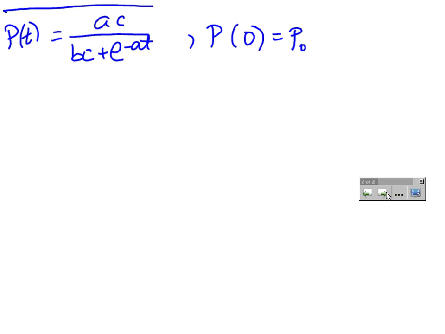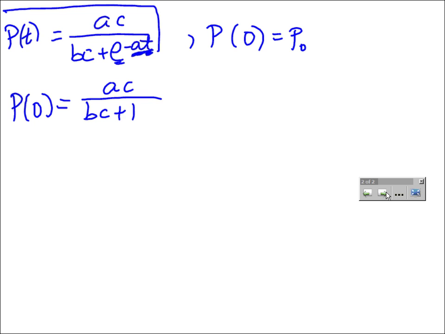So just using this rule here, p of 0, just plug 0 in for t. You get ac over bc plus. Now, negative a times 0 is 0. e to the 0 is 1. So I get that on one hand. On the other hand, I get p sub 0. I can solve this for c.